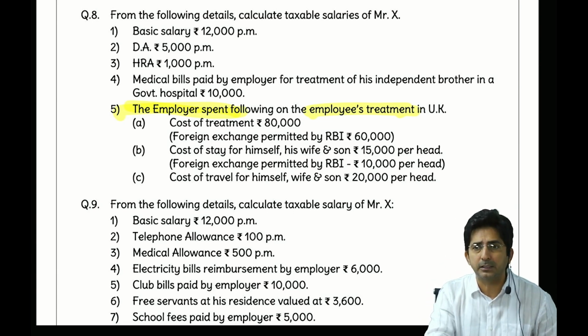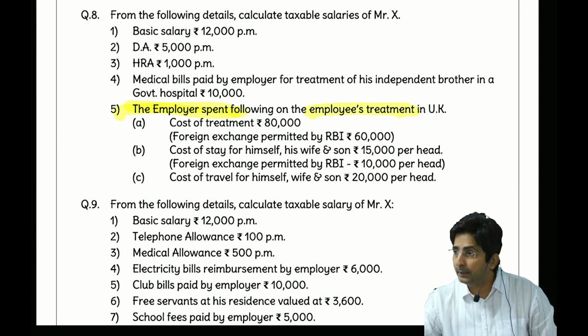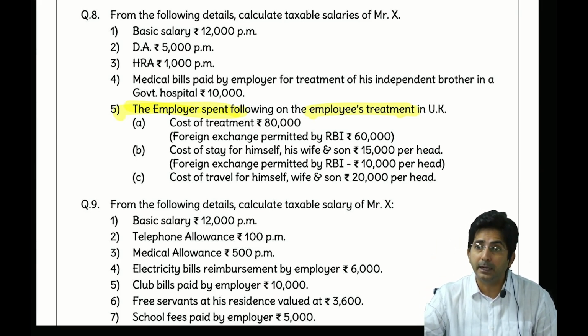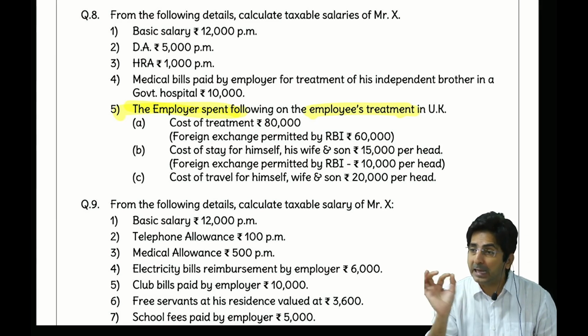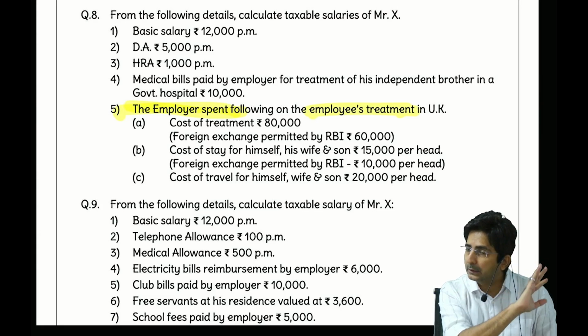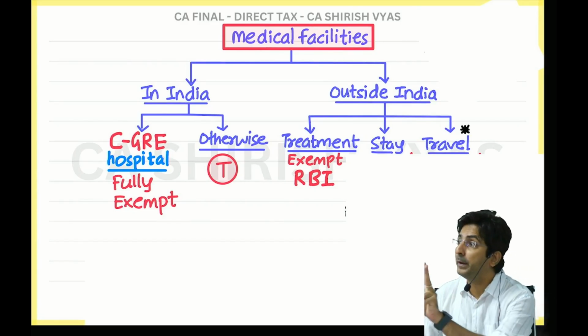The rest will be taxable. But see, in the inner column when you write 80,000, after that you should write less: exempt to the extent permitted by RBI. This language you will write. How will you write? Minus 60,000, balance 20,000 in the outer column. Treatment benefit. Two more benefits are there.